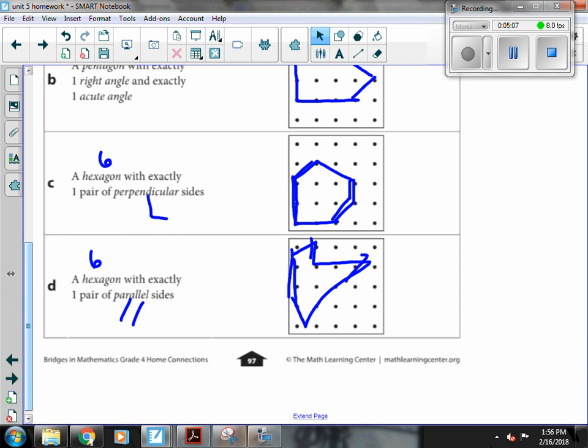Some of those are tricky and they're going to look kind of goofy when you're done with them, as long as they match those terms. But that is tonight's homework, reviewing our one-dimensional and our two-dimensional shapes.